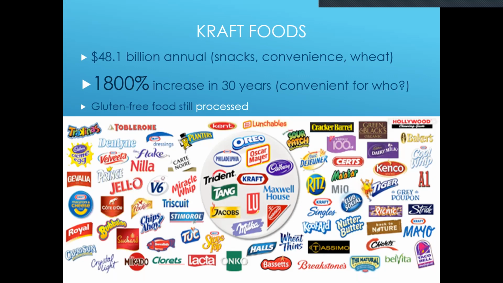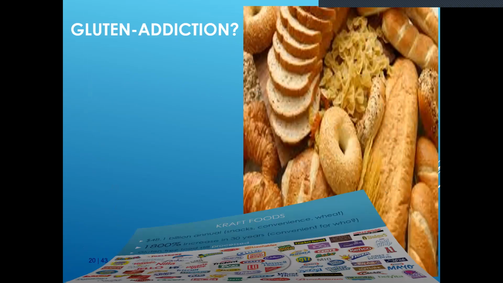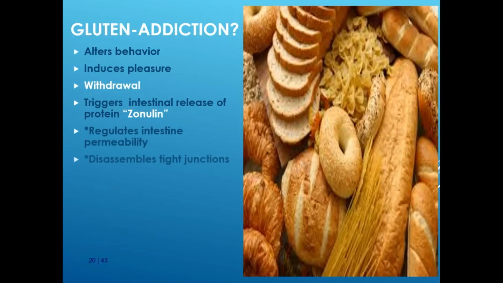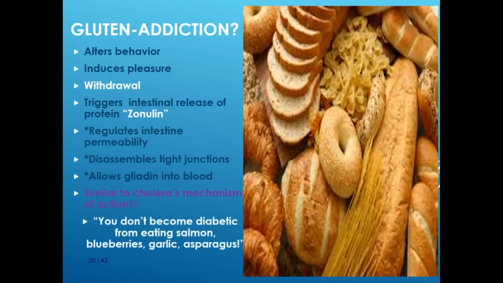Kraft foods, meanwhile, makes an astronomical amount of money. And then they even went on the gluten-free thing. It's processed. So just because it says gluten-free, if it's packaged, you don't want to eat it. It's still processed. So you're addicted. It changes your behavior. You actually change a protein in your intestines that changes the permeability, and you will end up with some issues. Some people end up with some severe issues with this.